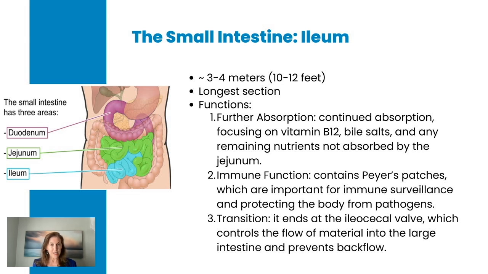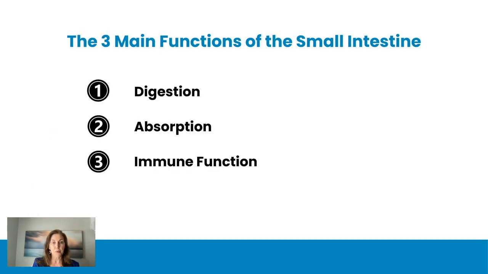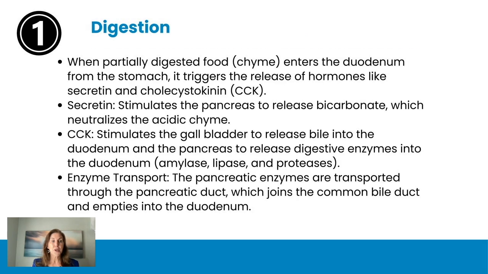It's also that transition, that ileocecal valve is where the ileum then becomes the large intestine or the colon. And that valve prevents backflow from the large intestine back into the small intestine. So again, main functions: digestion, absorption, and immunity. And we are going to break these down so you understand them even more.